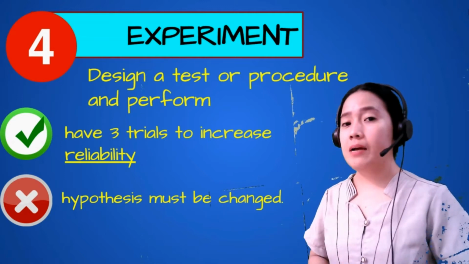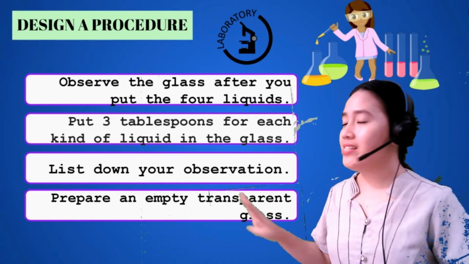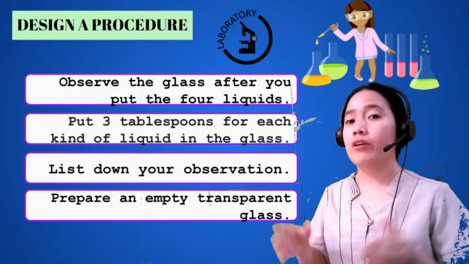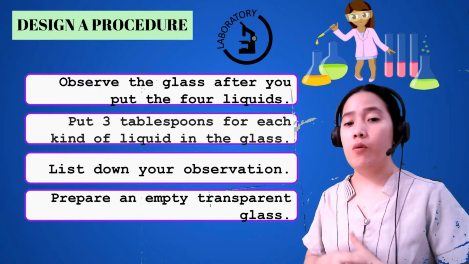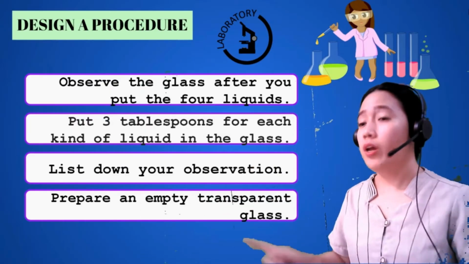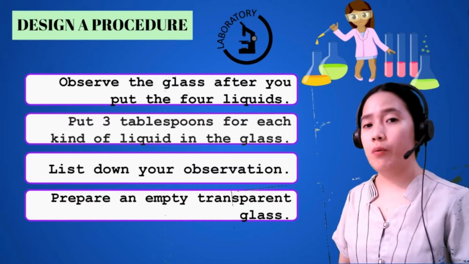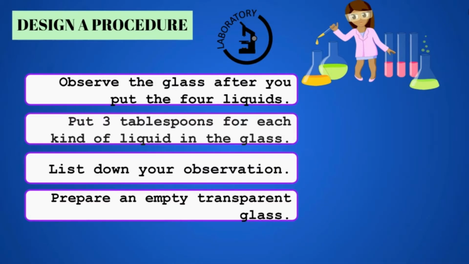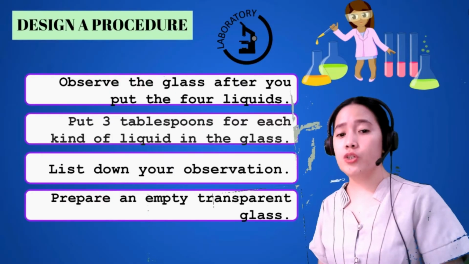I have here a sample of a procedure. So as you can see, I have 4 steps here or procedures that we are going to rearrange to show the correct procedure in our experiment. Now, what would be the first step or what would be the first procedure to do in our experiment? Now, what would be the first in the procedure?